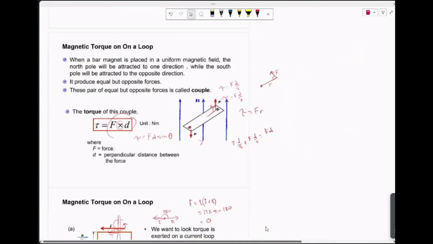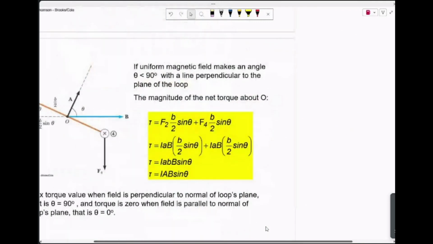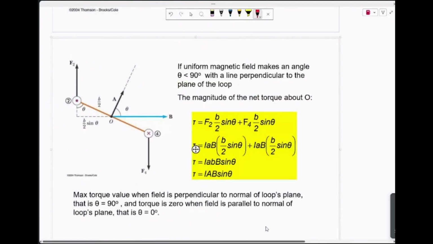So that's how you get this theta. So this is F, and then this is the B. Sorry, the B. Okay. These two angles are going to be the same regardless, when you do sine. You can try.